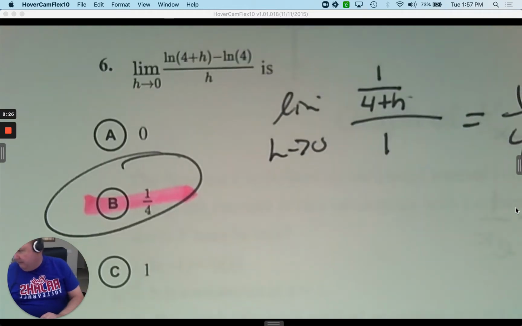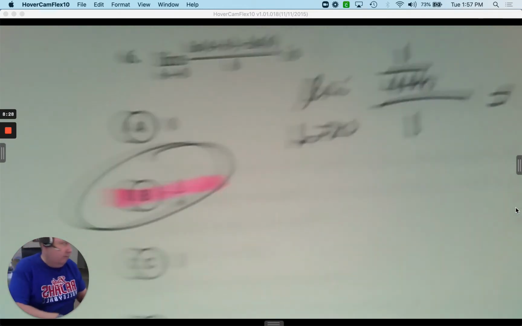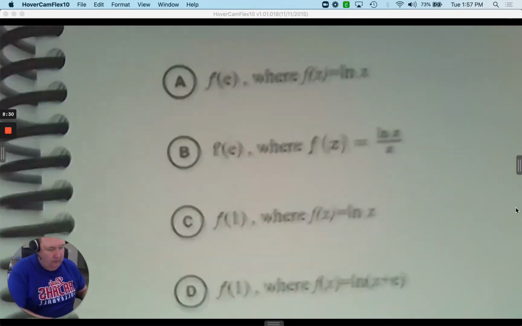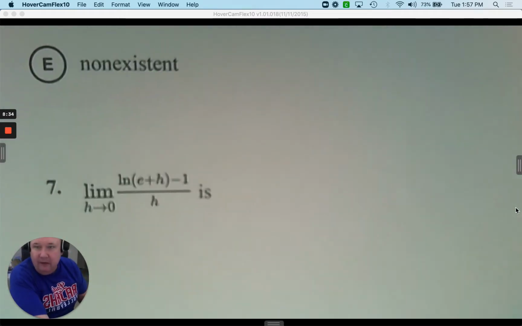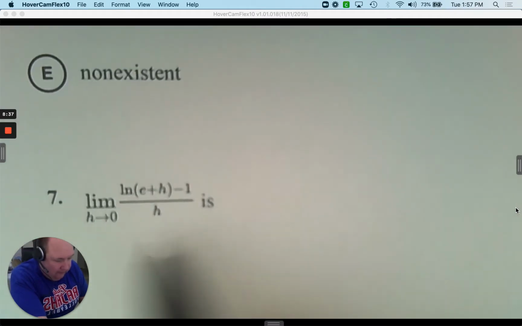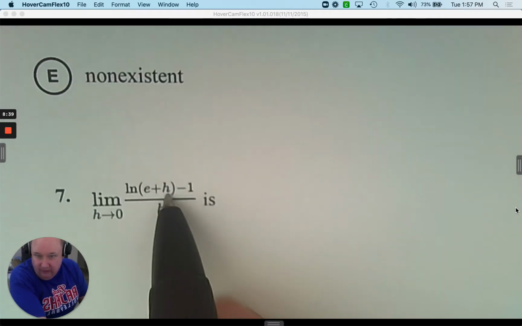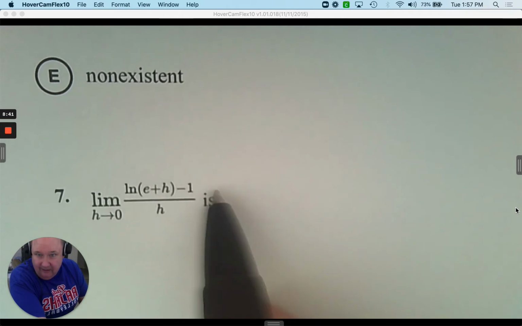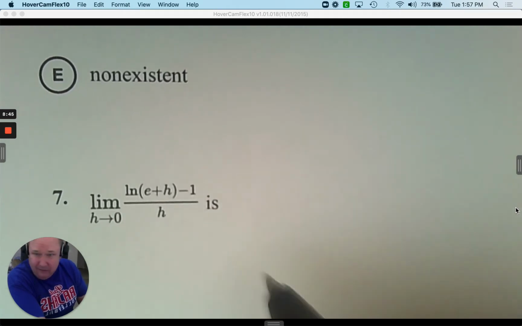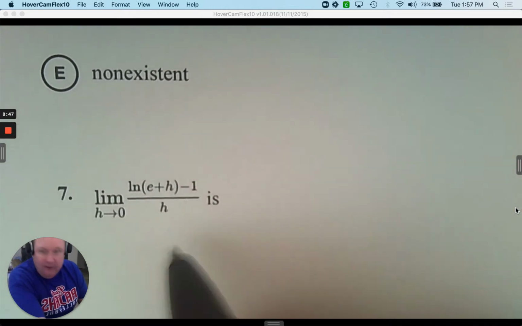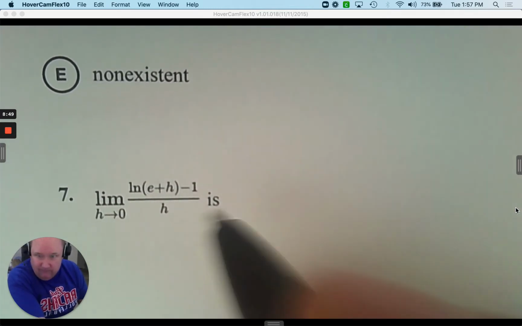Number 7. Oh, the question again is at the bottom. What's the limit as h approaches 0 of this? If I plug in 0 for h, I get ln e, take away 1. Ln e is 1, take away 1. It's 0 over 0. It's indeterminate. We have L'Hopital's rule. During this unit, we didn't know L'Hopital's rule, but we know it now.